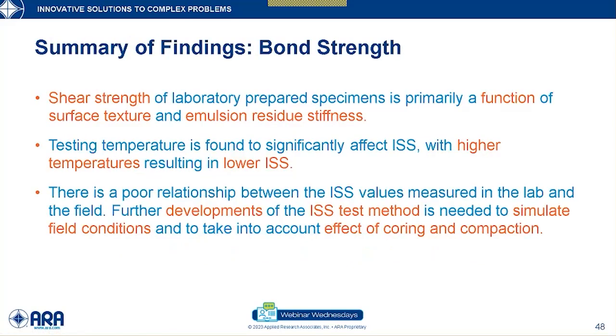So, summary of the bond strength findings. The shear strength of lab prepared samples is primarily a function of surface texture and emulsion residue stiffness. Second, testing temperature is found to significantly affect the shear strength. High temperature will result in lower ISS, and a poor relationship was observed between the ISS values measured in the lab and the field. So further development of the ISS test method is required to simulate exact field conditions, and also the effect of cooling and compaction needs to be taken into account.